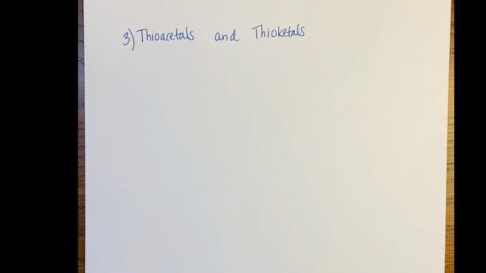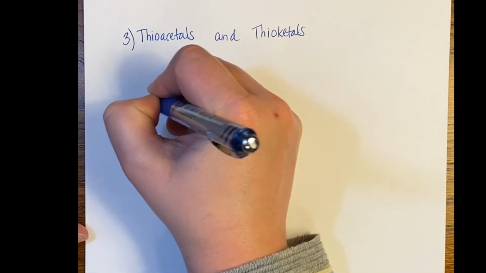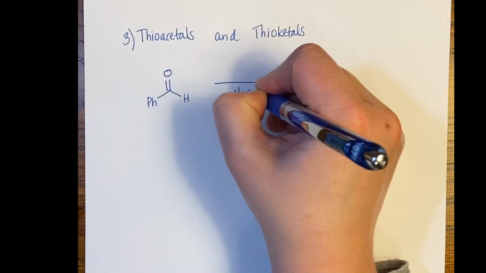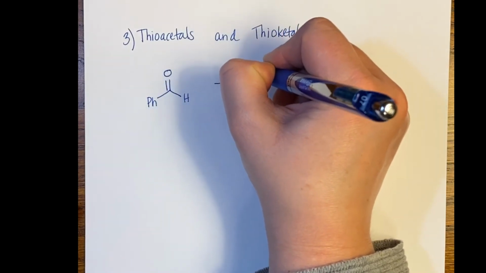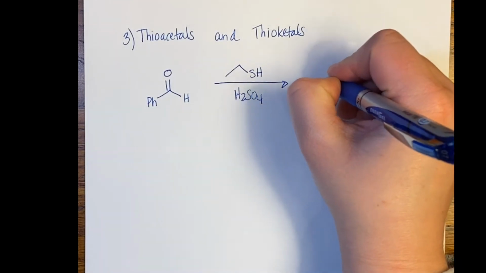The next set of reactions deals with thioacetals and thioketals, and these are very similar to what we saw for acetals and ketals. So a thioacetal is one that forms from an aldehyde, like this one. This aldehyde is going to undergo a reaction under acidic conditions in the presence of a thiol instead of an alcohol. So the product that I'm going to get out of this reaction looks like this.